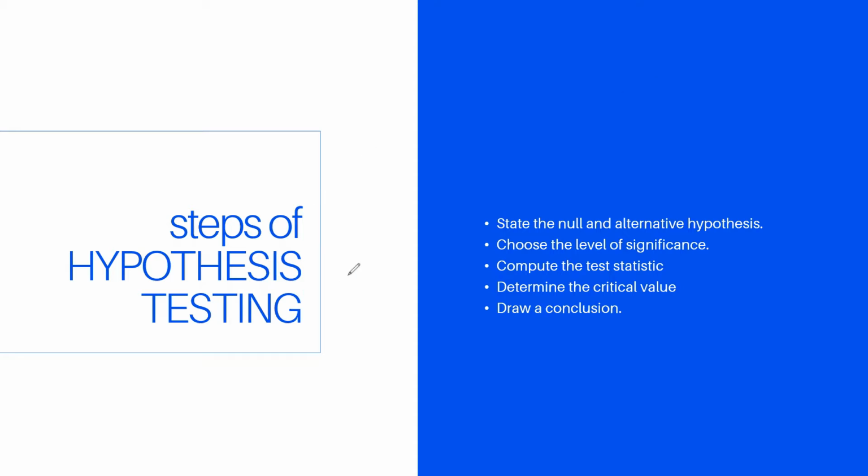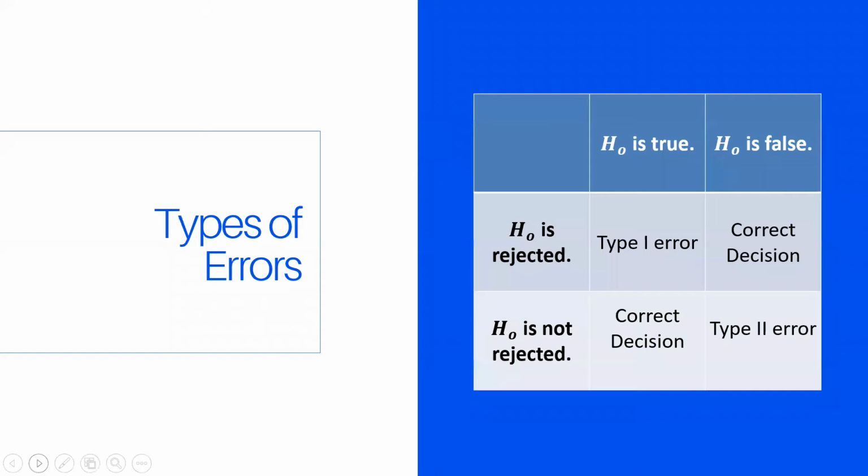So let's proceed to the example. Using these steps, we will know how to test our hypothesis. Okay. So first example. By the way, before we proceed, we have here the types of errors. These are given when we have our judgment. It is important for us to know what errors we commit when we test our hypothesis.